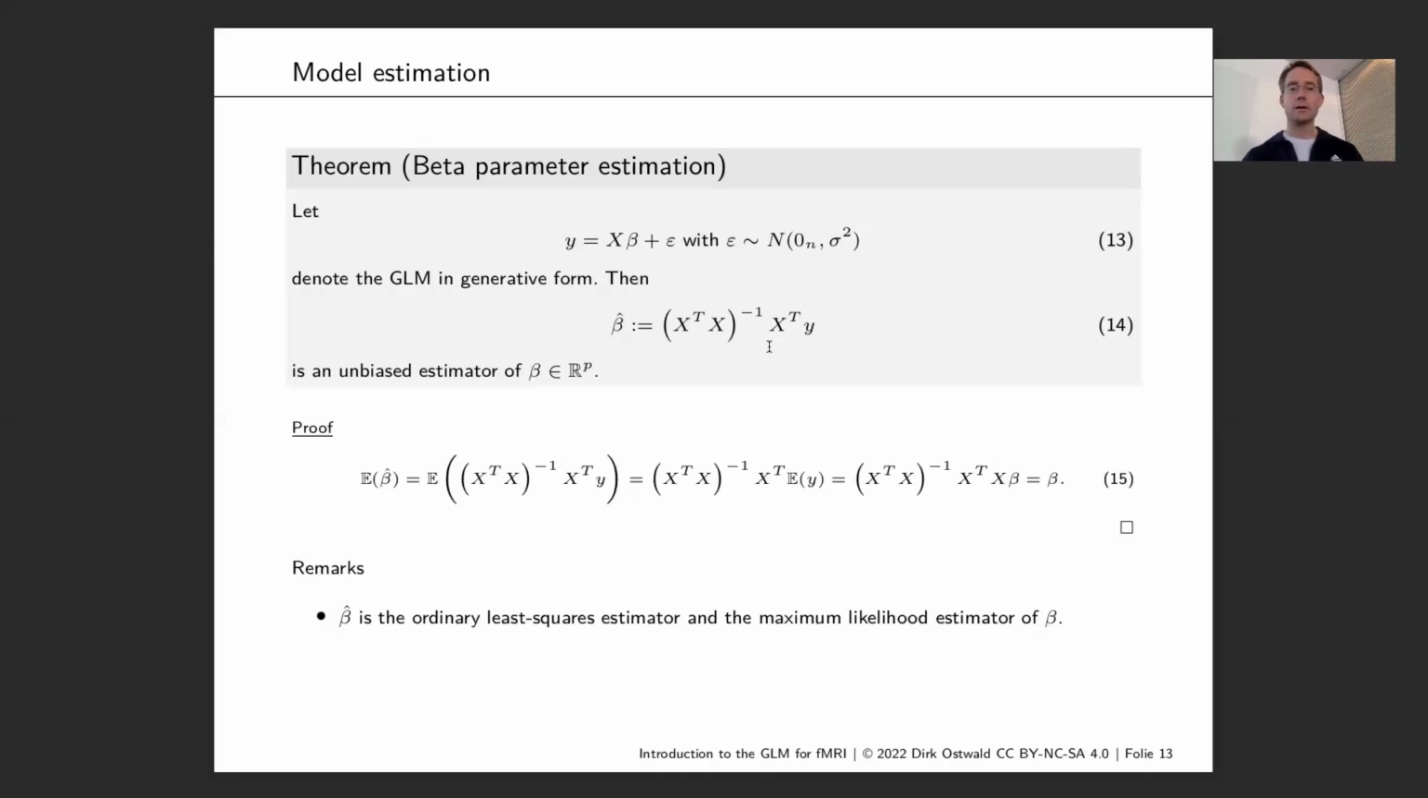This form here, (X^T X)^-1 X^T, is the ordinary least squares estimator, and it's also the maximum likelihood estimator. One can derive that under the principle of ordinary least squares estimation or under the principle of maximum likelihood estimation. We're not doing it now. I'm just telling you, you multiply the data with this, and then you get an estimator.